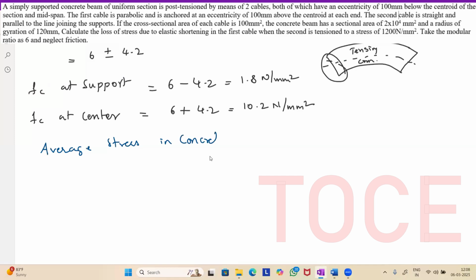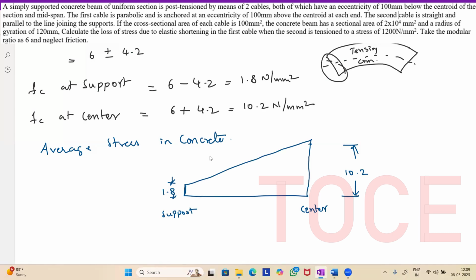stress in concrete. Okay. So here, let us try to understand how this stress distribution is there. So this is the support, and let this be the center. At support, you're having a stress of 1.8. And at center, you're having a stress of 10.2. Okay, so the stress distribution is something like this. So we need to find out the average of this value. So this will be 1.8 here, and how much will be this one? From 10.2, if you subtract 1.8, it will be 8.4.